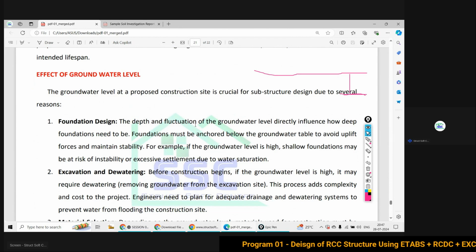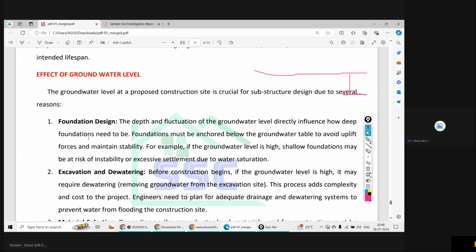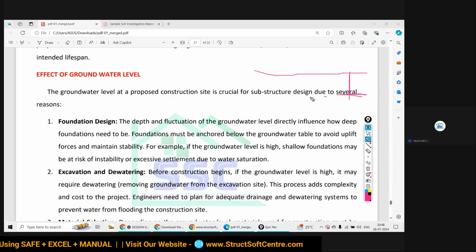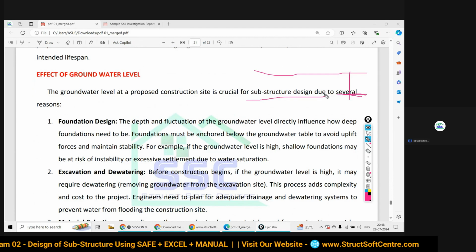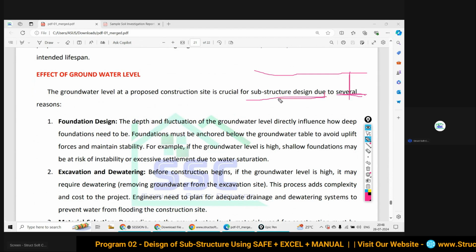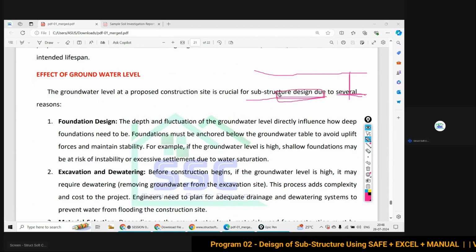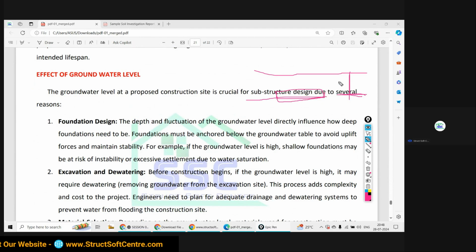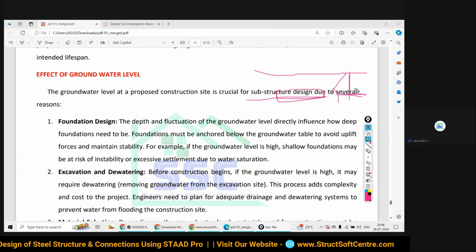So the depth and fluctuation of the groundwater level directly influence how deep the foundation needs to be. If your water level is near the ground surface, and at the same level you are going to propose the foundation, a lot of challenges will be there. Like what? At the time of the excavation, at the time of the casting of the concrete for the foundation slab, continuously you have to maintain the dewatering arrangement. Whatever water is coming, you have to dewater that. That is one challenge.